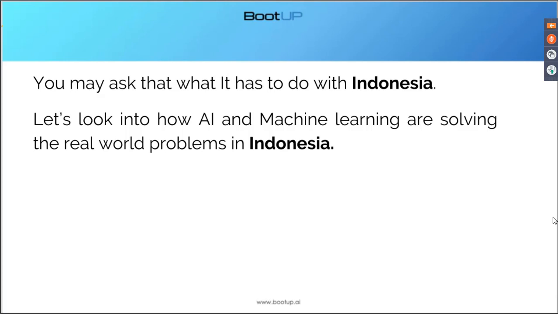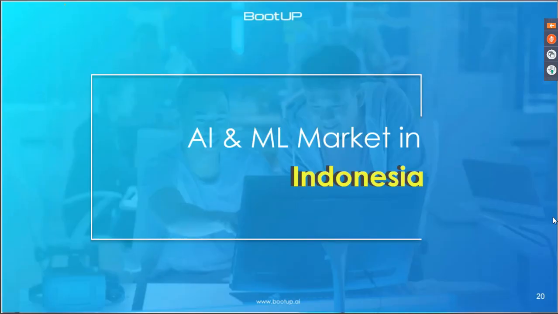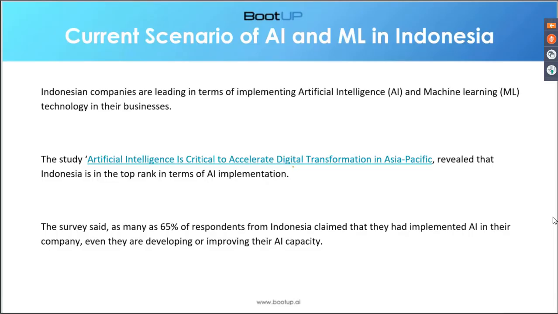So this is one of the reports about the spread and adaptability of the artificial intelligence and machine learning market in Indonesia. It is one of the studies, for which the link is probably available. This is from a research firm. You can check out the Forrester report on AI in Asia Pacific.